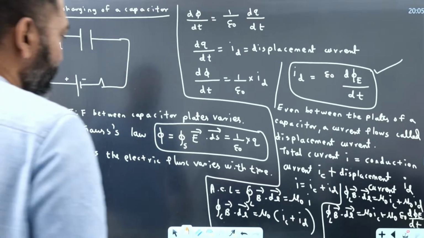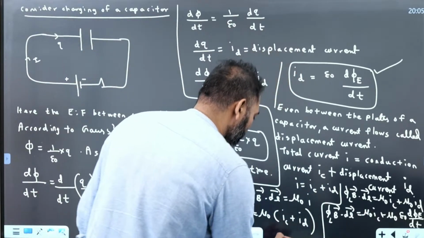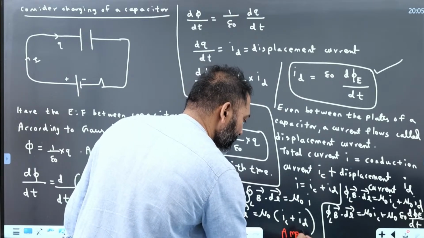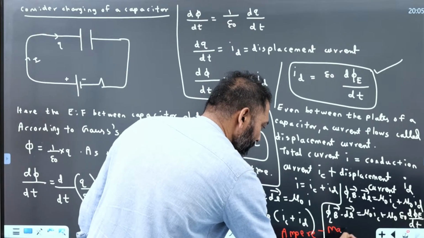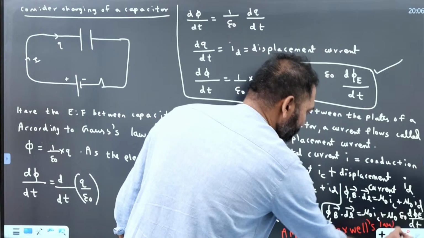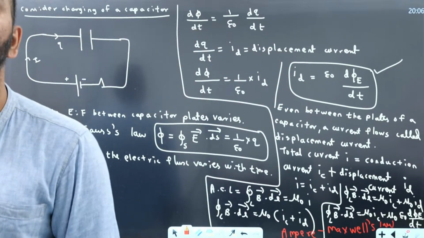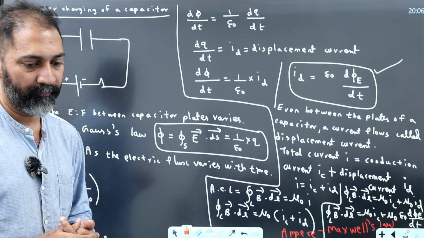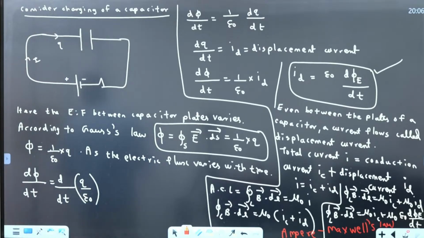And this last equation is known as Ampere-Maxwell law. Why Ampere-Maxwell law? Because conduction current is Ampere's contribution, but displacement current is the contribution of Maxwell. Since this equation contains both conduction current and displacement current, together they are known as what? Ampere-Maxwell law. Any doubt?